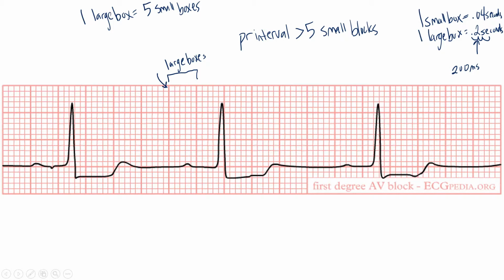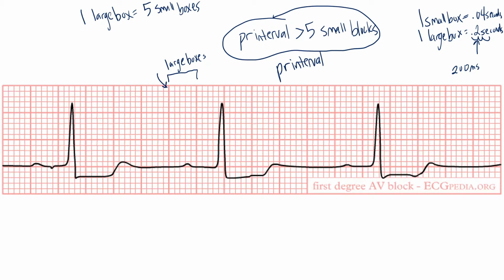So I said all that to say this. In this situation, you have a PR interval that's greater than 5 small blocks. And that just means the PR interval. Well, what is the PR interval? This is important too. The PR interval is found from the very start. Now, don't make a mistake and jump in somewhere from the beginning or the end or whatever.